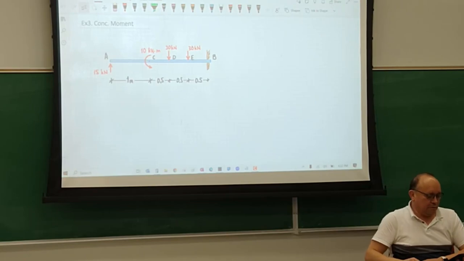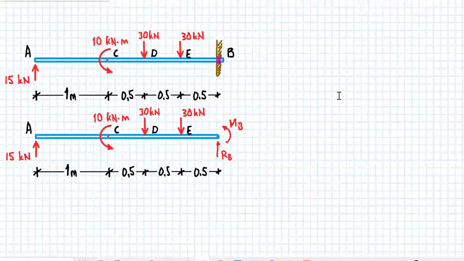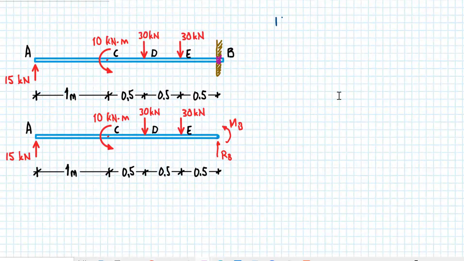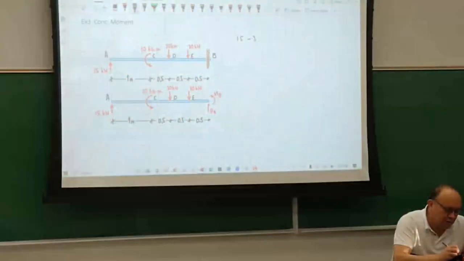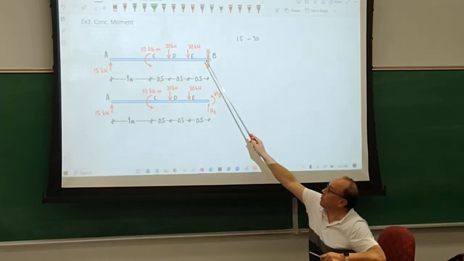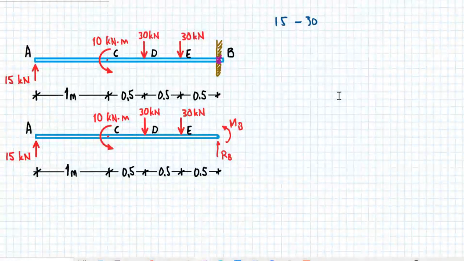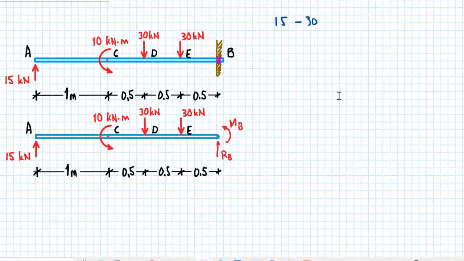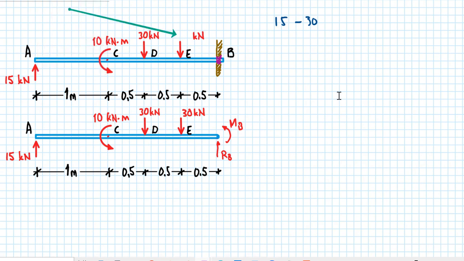Okay, reactions. Look, the vertical reaction is 15 minus 30. Oh, this is 30... sorry, this is 20. This is 20, not 30, but 20 here. I don't know why I put 30. 10, 30, 20. Sorry, it's 20. So I can use my numbers here.